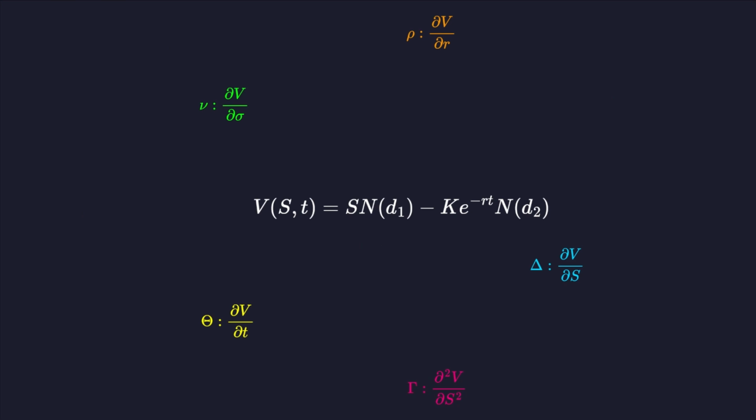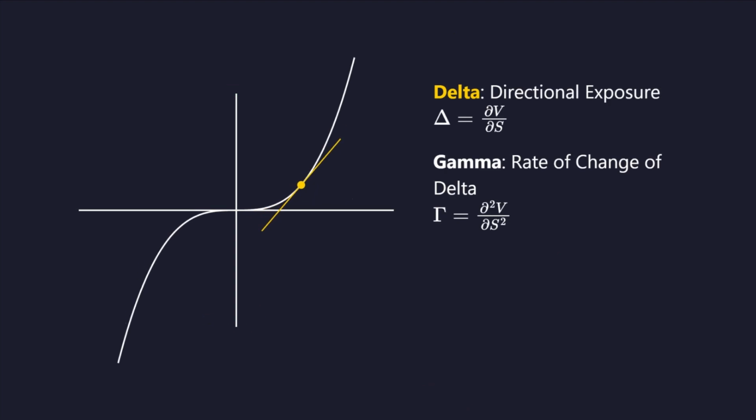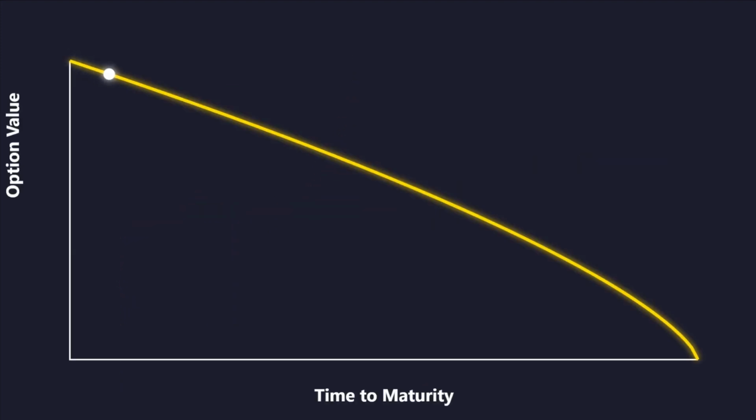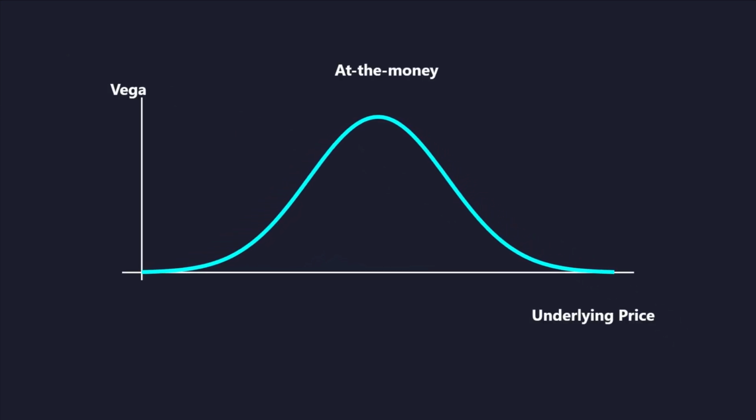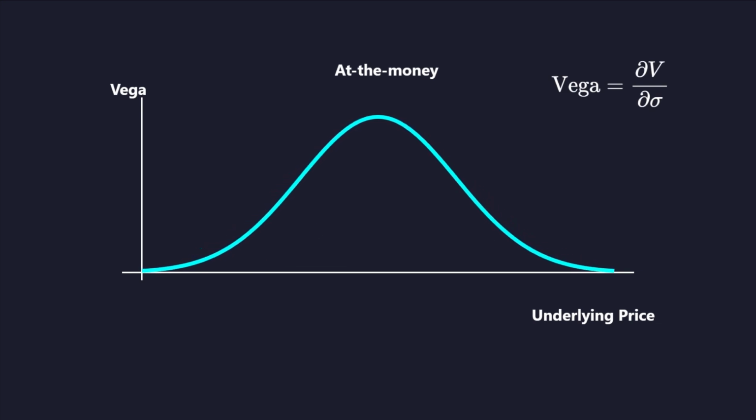Traders use partial derivatives of the option formula, known as the Greeks, to measure the sensitivity of their positions to different market variables. While delta measures the directional exposure, gamma measures the rate of change of delta, indicating how quickly a hedge must be adjusted. Theta represents the cost of holding an option over time. All else being equal, the value of an option erodes as maturity approaches.